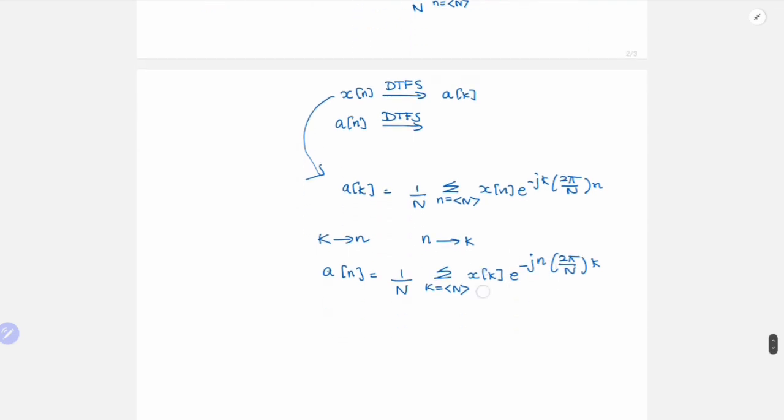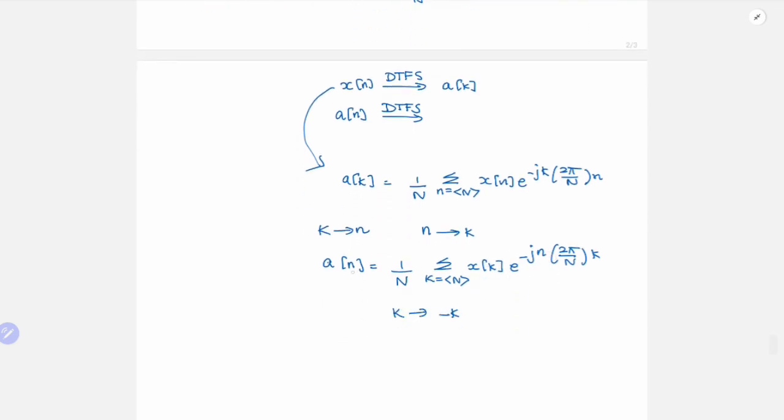So I'll replace k with minus k, instead of replacing n with minus n. So then what I'll get? a of n is equal to 1 over N, and the summation is over any period, right? So if I take from 0 to N minus 1, if I take k equal to minus k, I'll get it from minus of N minus 1 to 0. But this is also a periodic thing over N summation, so these are going to be equivalent. So I can still write summation k over N of x of minus k e power j, and I just shuffle them.